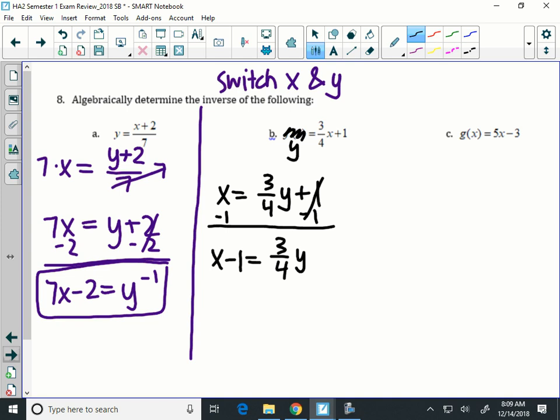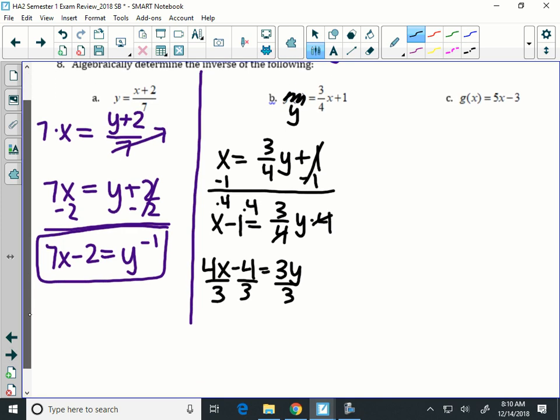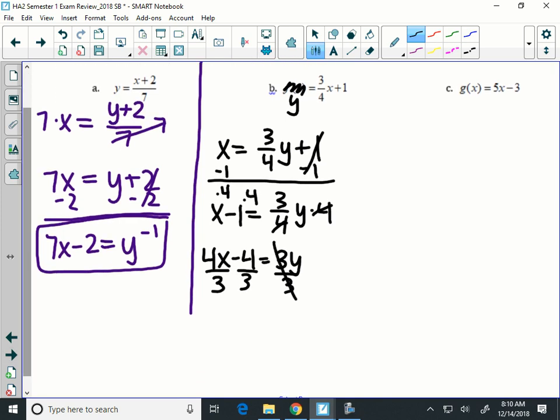is 3 over 4y. Now I like to clear the denominator first, so I'm going to multiply every term by 4. That'll give me 4x minus 4 equals 3y, and then you can divide by 3. Right? You can divide every term by 3, or you can just divide the whole left-hand side. It doesn't really matter. I'm going to do it this way.